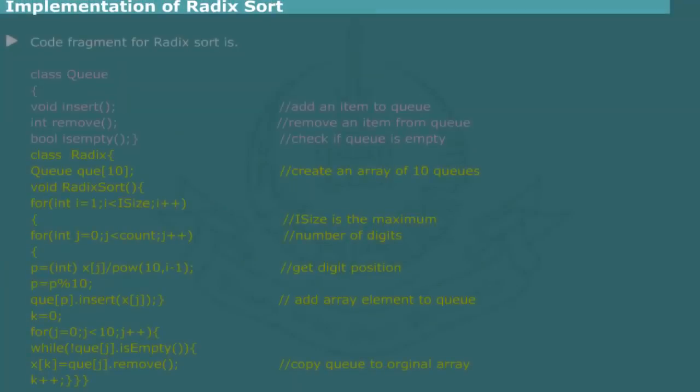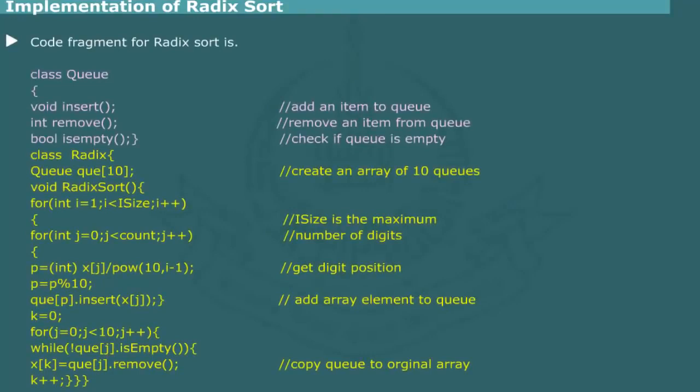Implementation of radix sort. The code fragment for implementation of radix sort is listed in this figure. It contains two classes, Q and radix. The constant iSize defines the maximum number. It also defines the total number of passes. The class Q includes three methods named insert, remove, and isEmpty. The class radix implements the sort method.